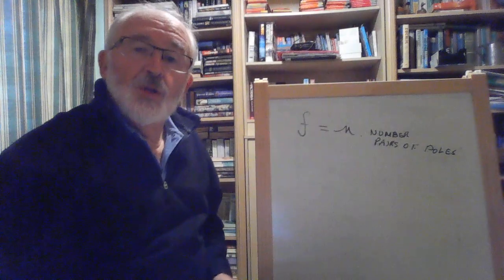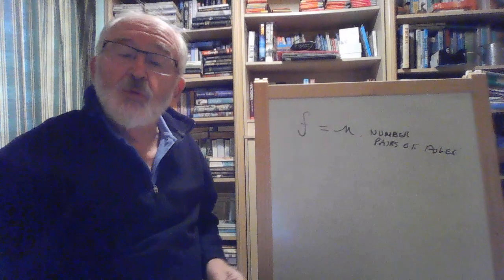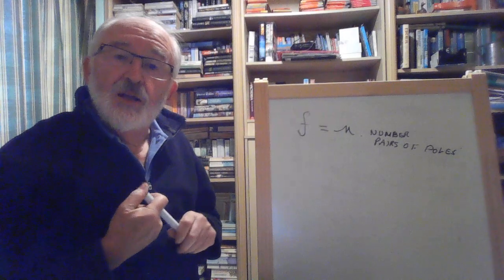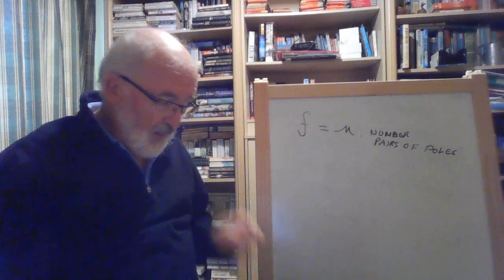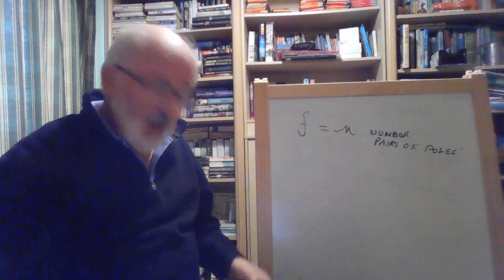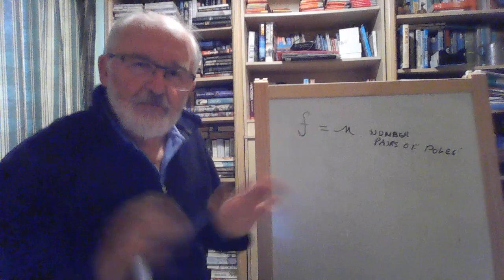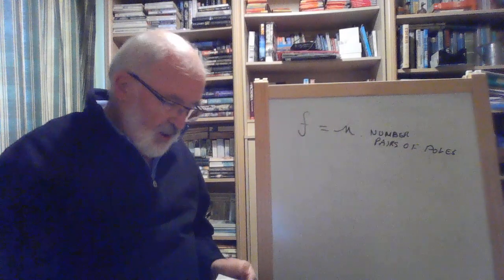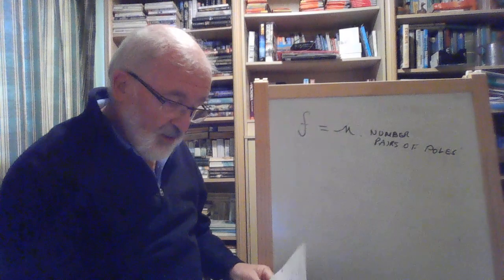So if we had four pairs of poles and we wanted 60 hertz, we would find that the speed of the prime mover would be set at 900 revs per minute, whereas a 50 hertz system, again with four pairs of poles, would be required to rotate at a constant 750 revs per minute. Don't worry about the sums, but that's just the way it works out. So the speed of the prime mover is controlled by the governor on the engine.